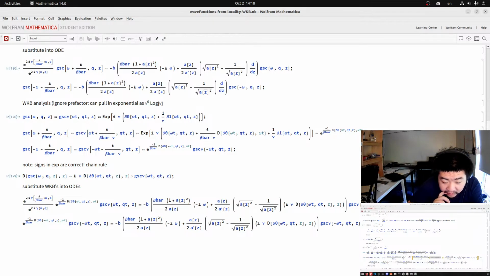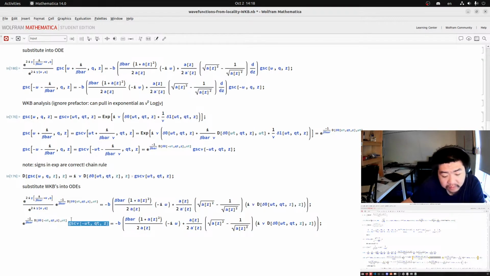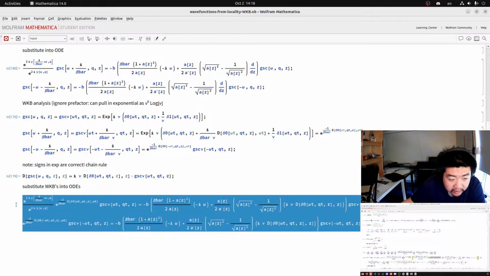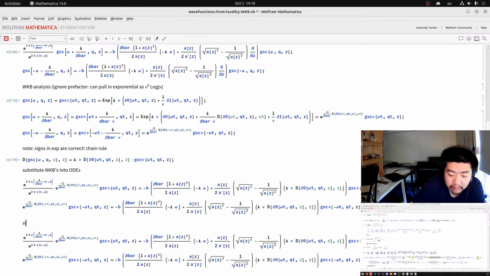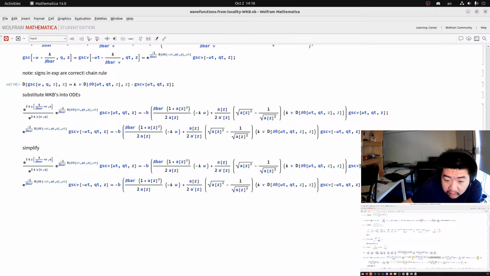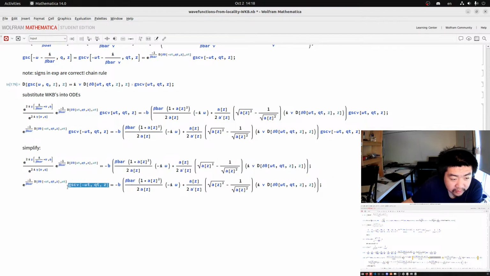Okay, and now there are no more differentials, right? So I can just solve. Well, not solve, but, well, no, I shouldn't. I should keep that, and then I should simplify. No more derivatives of G. Of course, this is not a surprise, so I shouldn't even say this.